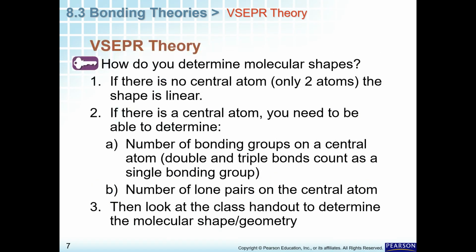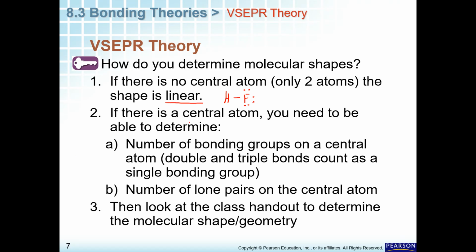So how do we actually determine which of those shapes it's going to form? First we're going to answer these questions, and that's what's going to help us determine that. If there is no central atom, which means if you only have 2 atoms, the shape is automatically going to be linear. For example, if I have hydrogen bonded to fluorine, notice that there are only 2 atoms, and so there's nothing for it to bend around, and so it has to stay a straight line.